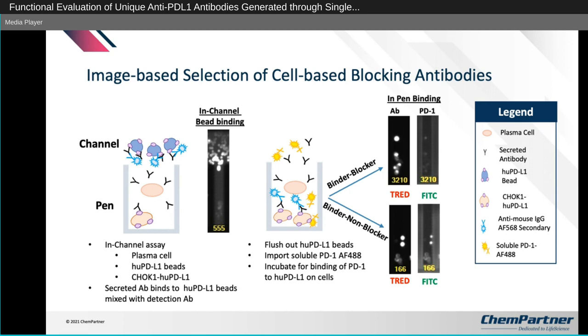But in the image above, you can see an example of a blocking antibody, where you see a signal correlating to the antibody binding to human PD-L1, but there is limited signal in the FITC channel, suggesting that the antibody prevents the binding of PD-1 to PD-L1 either on cell or bead.